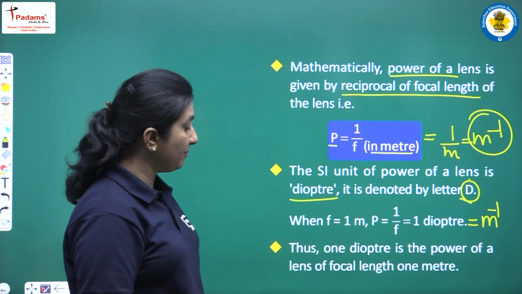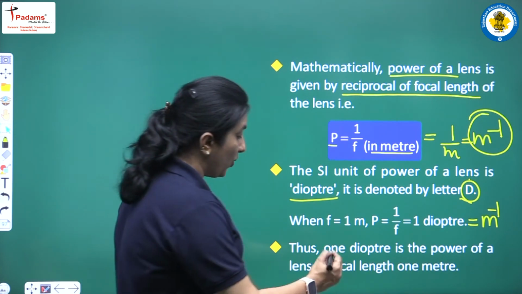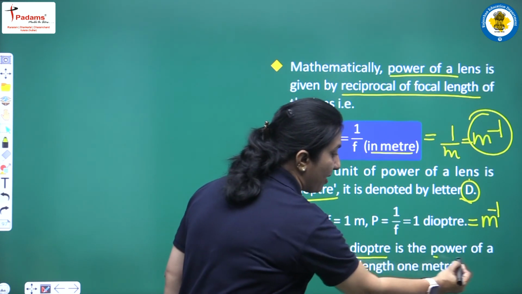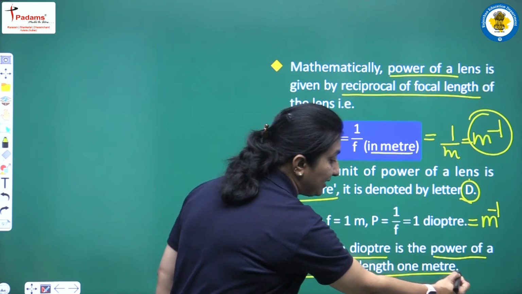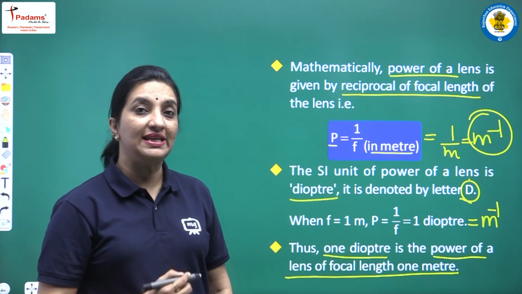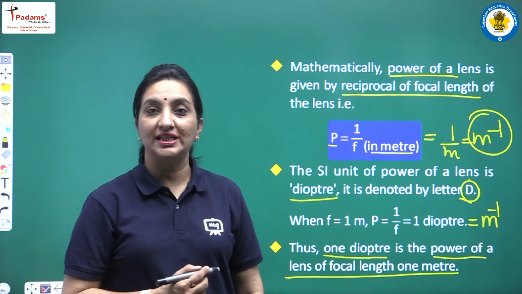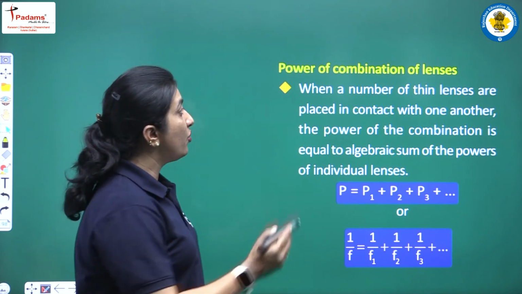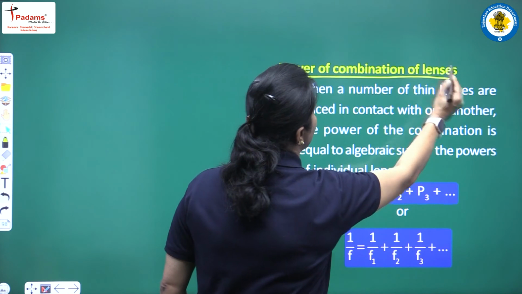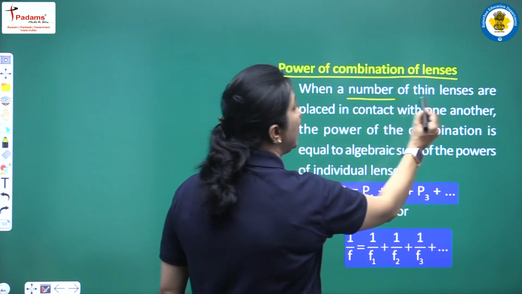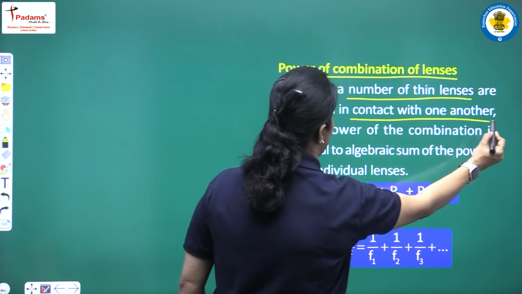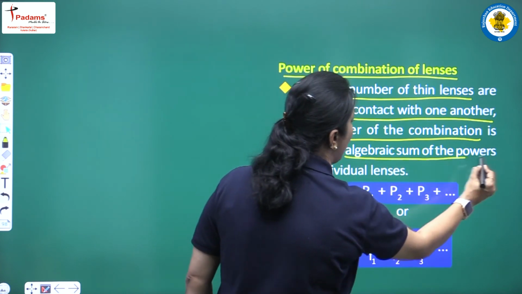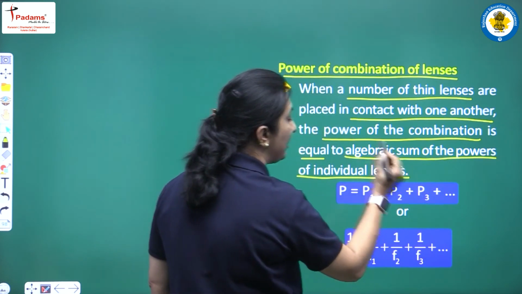Thus 1 diopter is the power of a lens of focal length 1 meter. This is the definition of diopter, students, that 1 diopter is the power of a lens of focal length 1 meter. Now let's see that when we have a combination of lenses, then power of lens is going to behave in what manner? So what we see is that power of combination of lenses. When a number of thin lenses are placed in contact with one another, the power of the combination is equal to the algebraic sum of the powers of individual lenses.